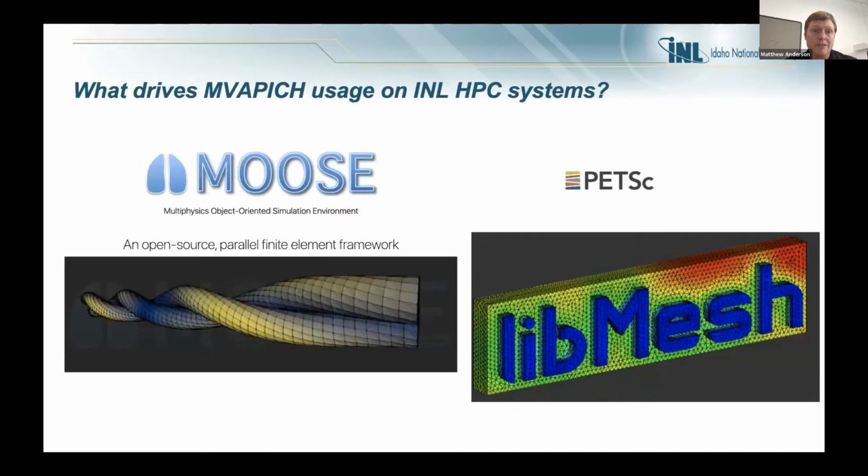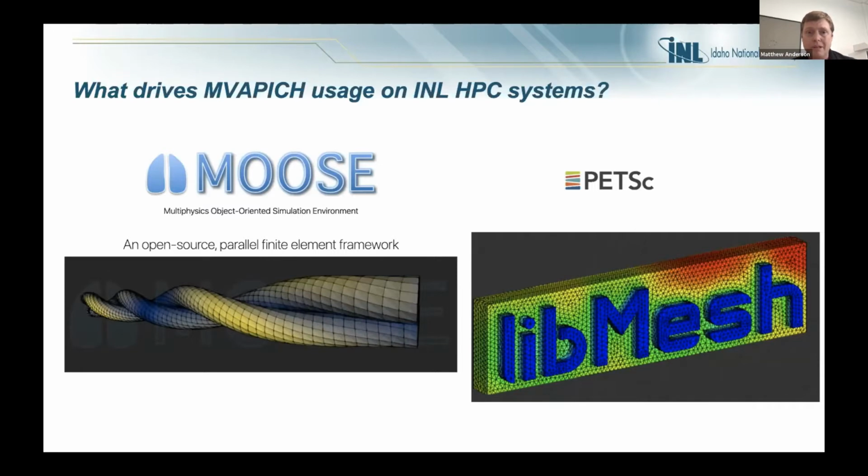So what does drive MVAPICH usage on our systems? It is the Moose framework. The Moose framework is a multi-physics object-oriented simulation environment. It consists of a bunch of herd animals, and so they all have animal names like Bison or Raven, and they have to do with simulating particular aspects of a nuclear reactor.